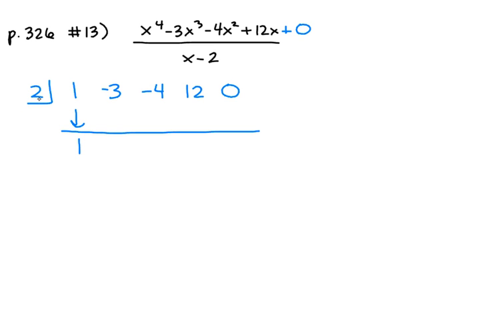multiply it by the number in the box, write it here, and add. Multiply by the number in the box, write it here, and add. Multiply it by the number in the box, write it here, and add. Multiply it by the number in the box, write it here, and add. And that last number is our remainder.